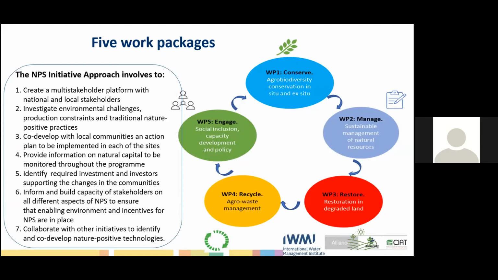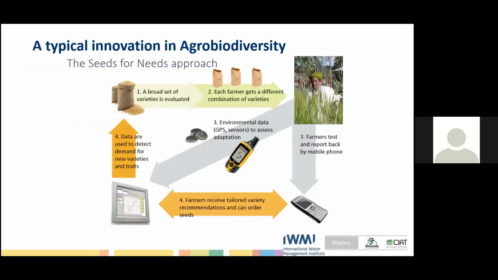Waste, as one of the major impacts of industrial agriculture, needs to be recycled. It can be an opportunity and an option for communities for livelihood, circular economy. So it could be an income generation opportunity. And finally, engage, which is really about the social inclusion, the capacity development, the policy, so more on the socio-economic side.